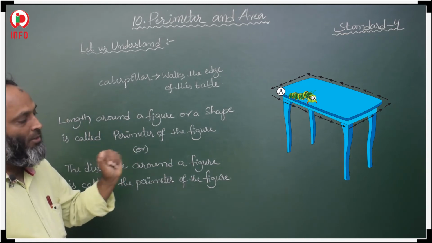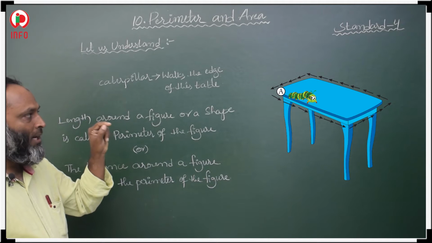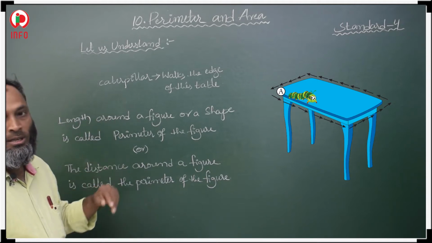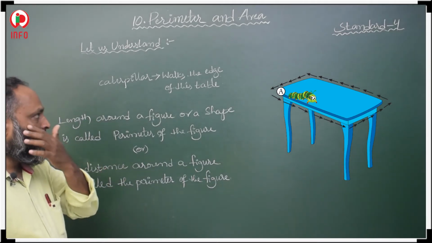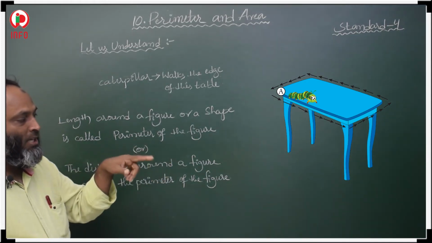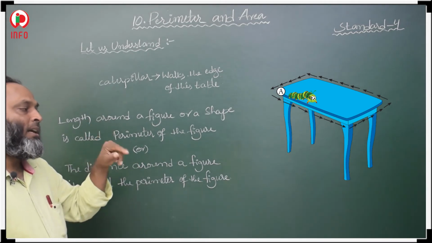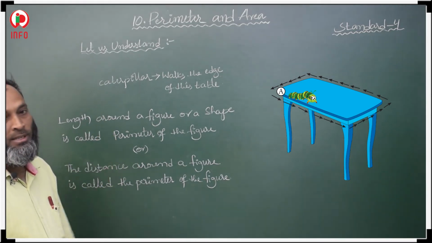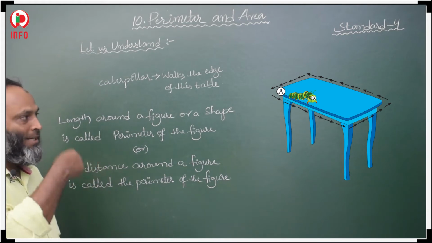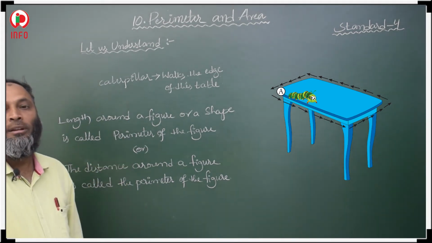So what is the starting point? The starting point is A, given there. From there the caterpillar starts walking along the edges of the table. Arrows are given along the edges, and along those arrows it walks and reaches the starting point again. Then the total distance it walks is nothing but the perimeter of that table.